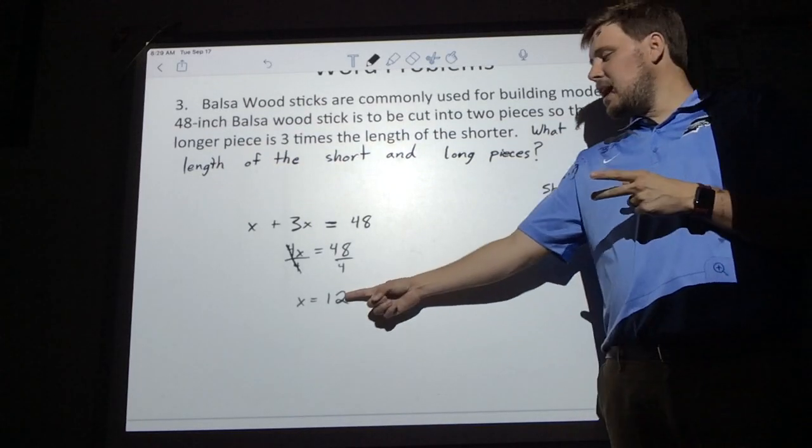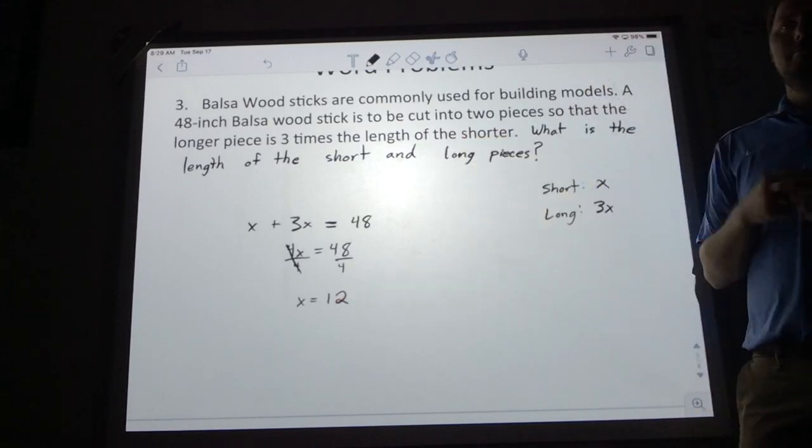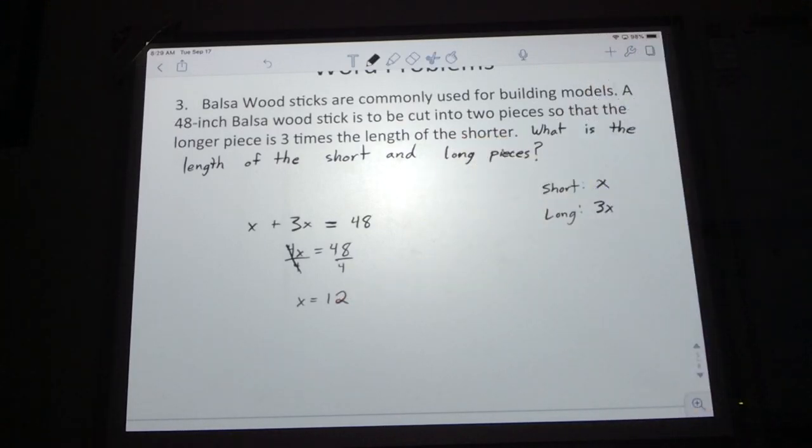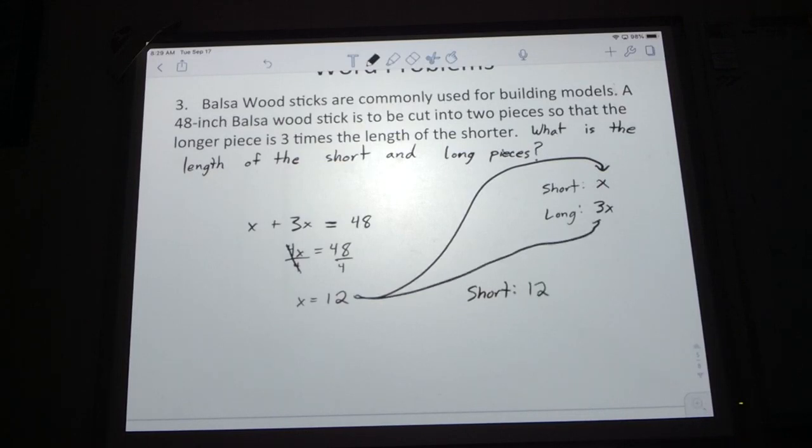So I'm never going to highlight this x until I reread my question. My question says, what is the length of the short and the long? So our short piece is just x. So short is 12. The long piece is 3 times 12. So the long piece is 36. Okay, so the most common thing on that is people just write 12 down and move on.